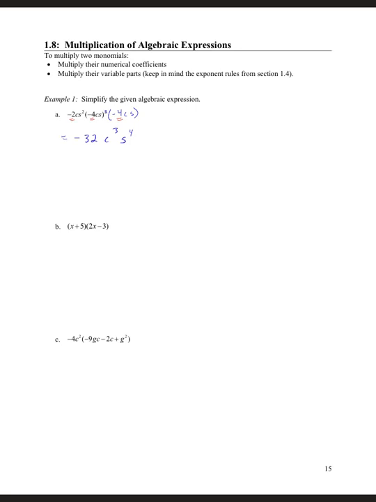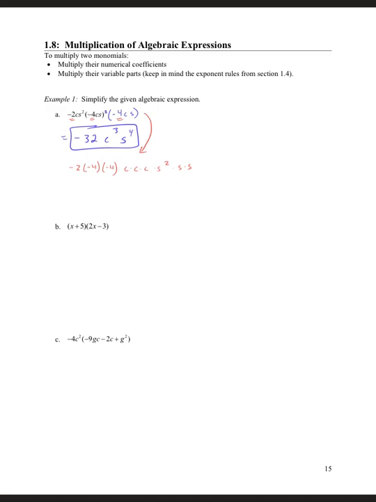Now, if you need to, you can write out an extra step between these. You could have reordered everything and say, okay, negative 2 times negative 4 times another negative 4 times the c times the c times the c times s squared times s times s. You could do that if you need to. If you feel comfortable not writing that out, then you do not have to. But if you're finding you're making mistakes, please write it out.